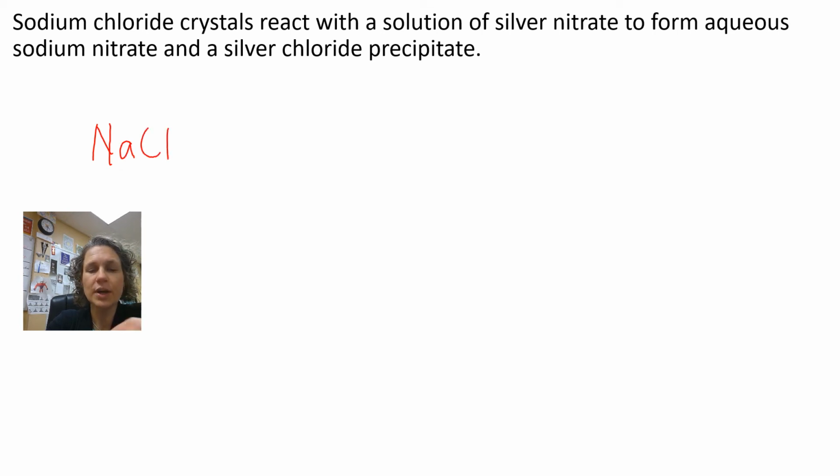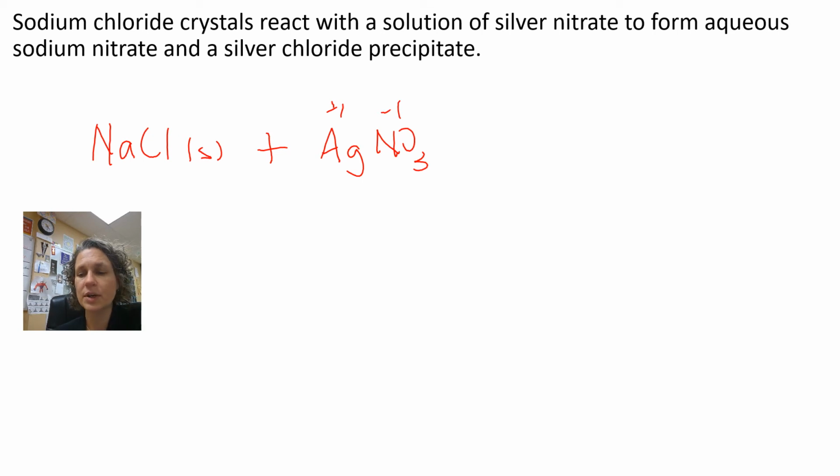It's a +1 -1, so I don't have to add any subscripts. It's already balanced. Then it tells me that they are crystals. That's a solid. Reacts with a solution of silver nitrate. Silver is Ag, +1. Nitrate is NO3, a polyatomic, -1. So I've just got a +1 and a -1, so it's all good. The solution part means aq. To form, arrow, aqueous sodium nitrate.